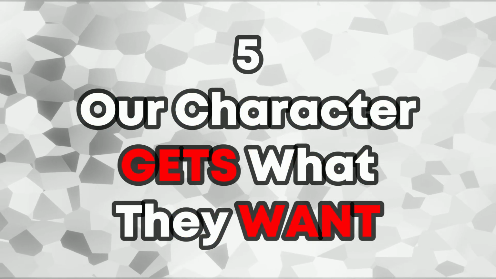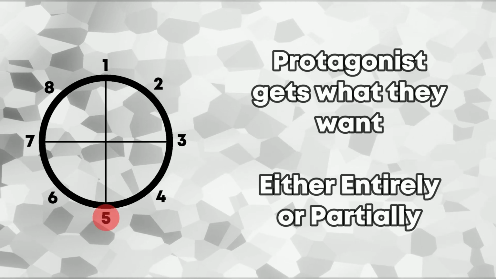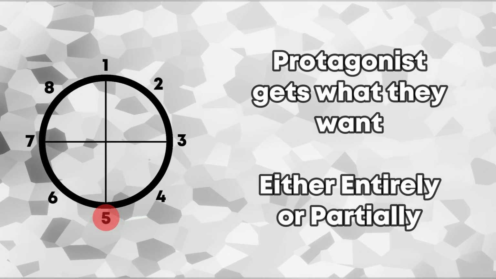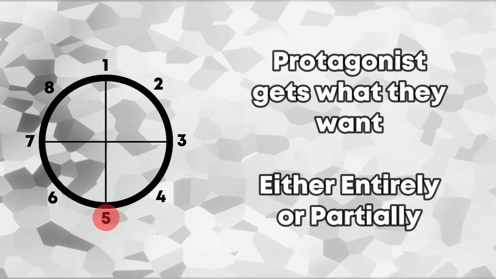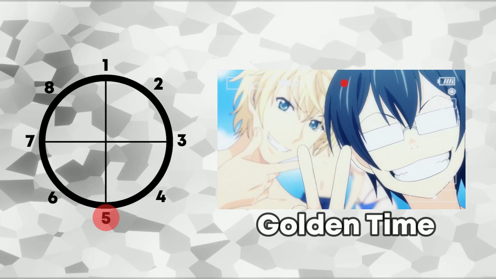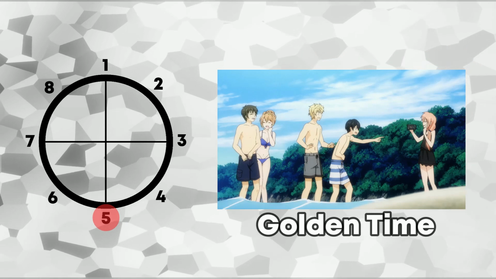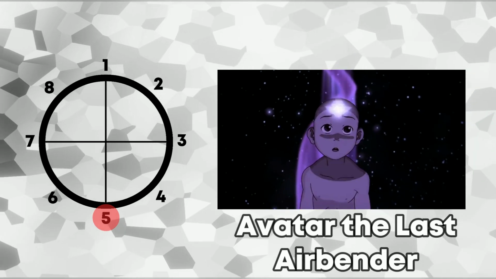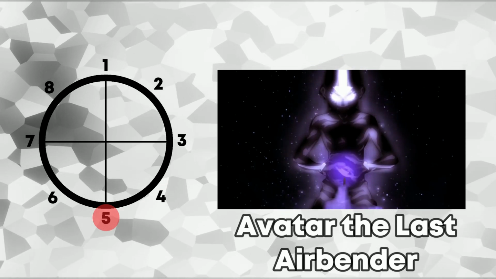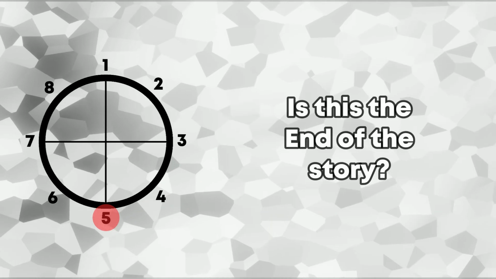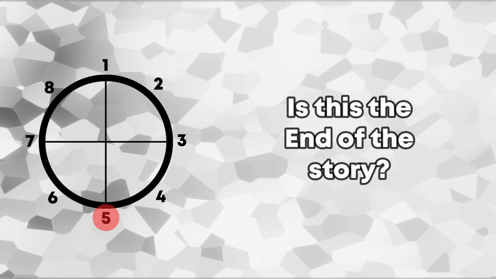5. Our character gets what they want. With the hard work they did in 4, they get rewarded with what they want. This could be the whole of what they want, such as establishing a new life after putting their past life behind them, or getting part of what they wanted, or clear progress toward their goal, such as unlocking a new skill to defeat the big bad. So, they get what they want. Is this the end of the story? No, because it is all taken away in 6.